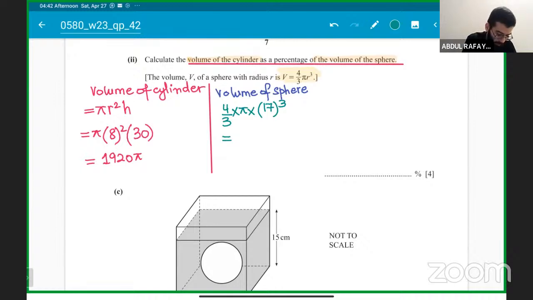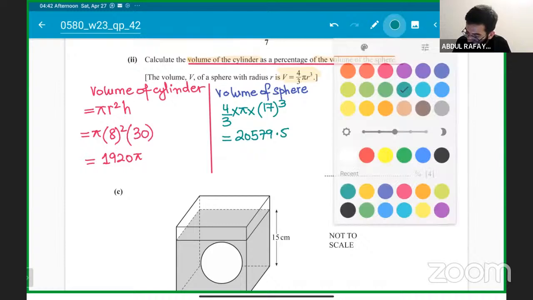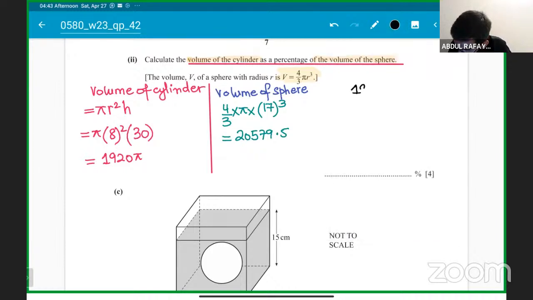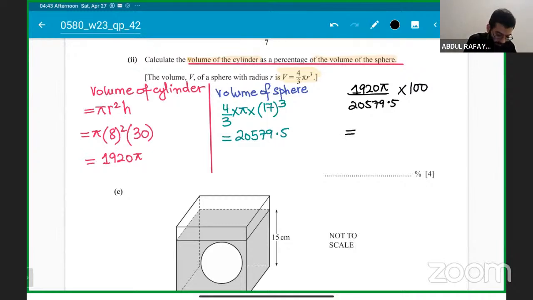So we will have to find its value, multiply by pi, so this is coming to 20,579.5, okay, taking 1 decimal place. So here the volume of cylinder as the percentage of the volume of sphere: volume of cylinder divided by volume of sphere into 100, that's the percentage that we are going to get, guys, everyone clear? Hello? Yes, sir, this is done too, guys, any questions?